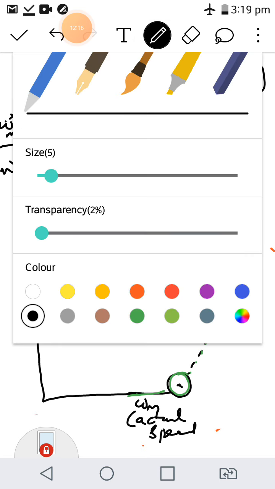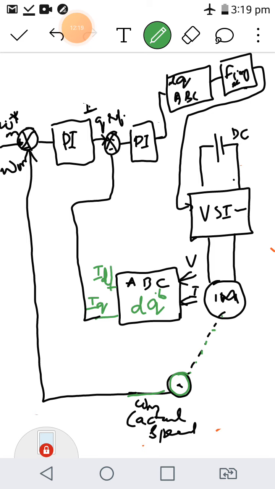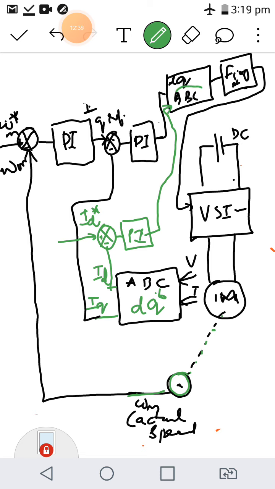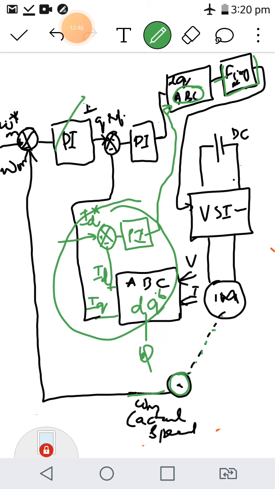In the second loop we have this ID. This ID is taken and compared with an ID reference value, ID star. An error will be generated, which is given to a PI controller. This is again given to the same DQ to ABC block. The DQ axis quantities will be converted into the original three phase system here, and used for the firing control. So independently you can control the flux here, and you can also control the torque, that is the speed. You can control independently using this. So this is the meaning of vector control.